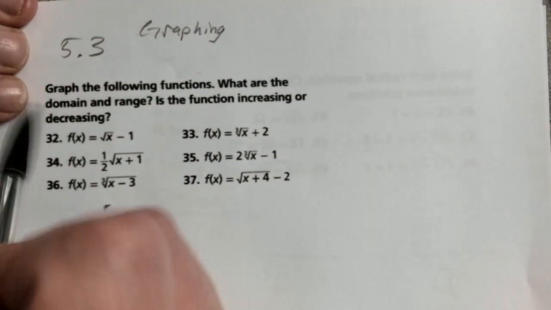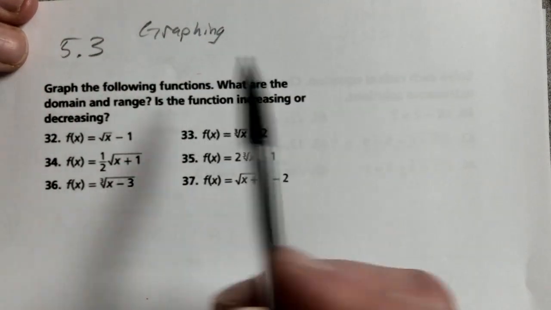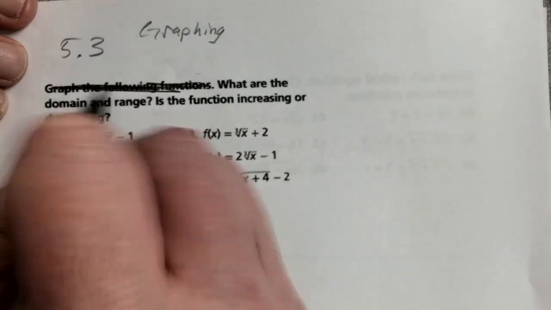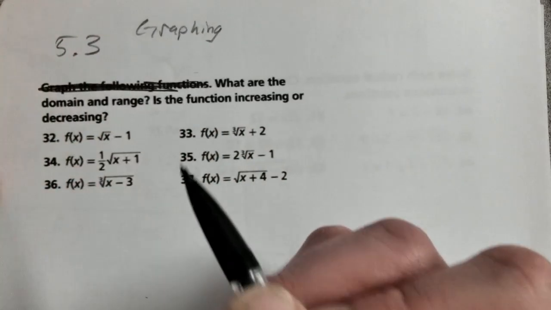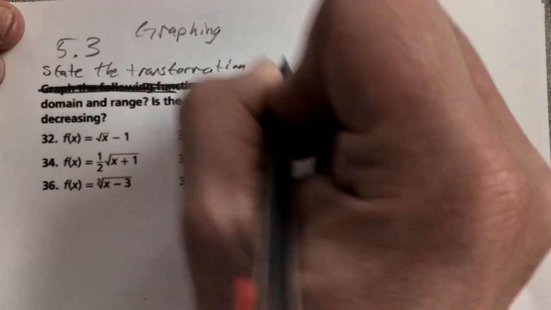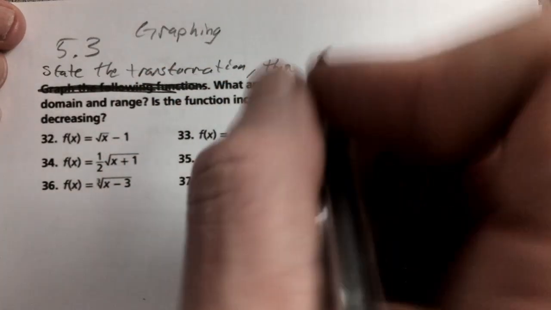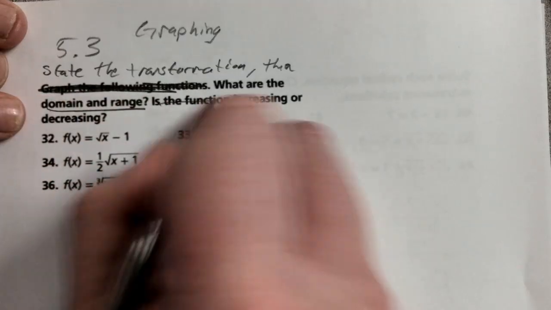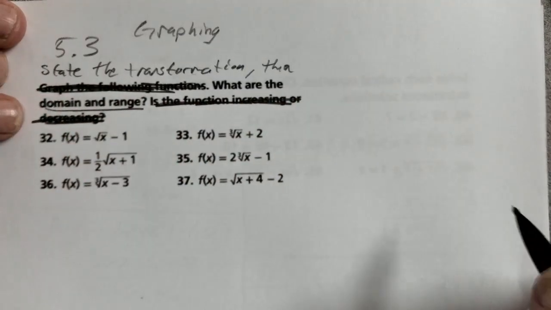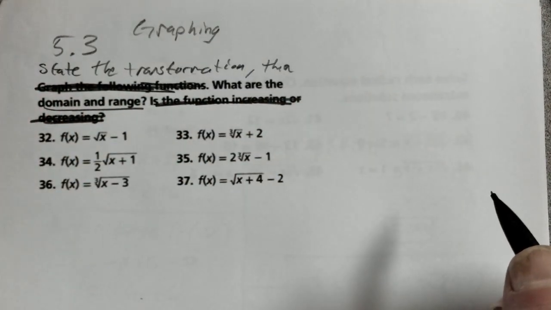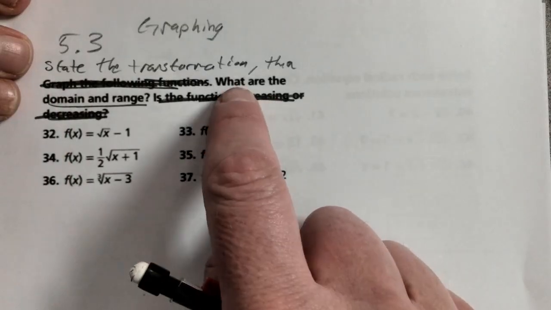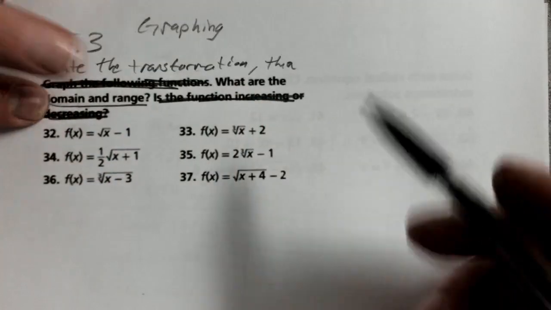So I'm not going to ask you to graph these functions, which is fine, so ignore those directions. But what I want you to do with these 6 problems is state the transformation, and then determine the domain and range. I don't care about increasing or decreasing, so we're good there. So state the transformation, and then what are the domain and range.